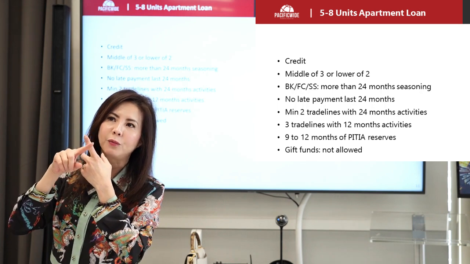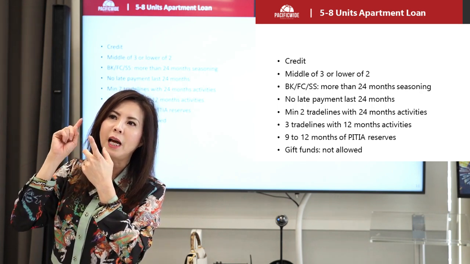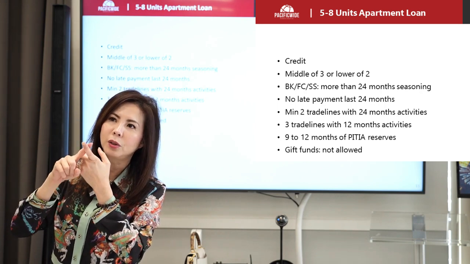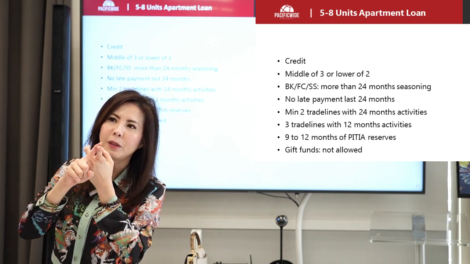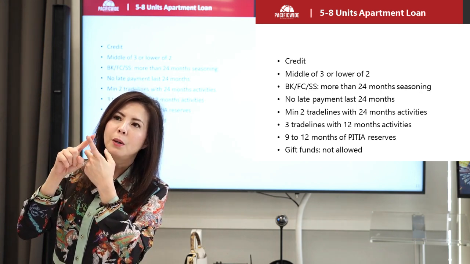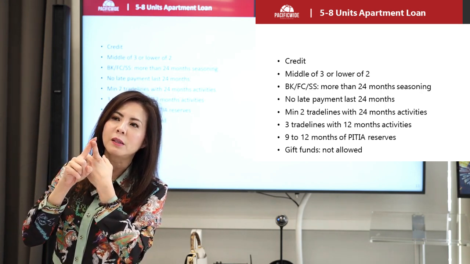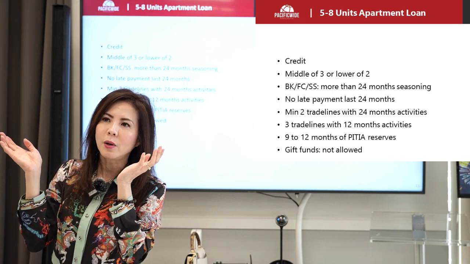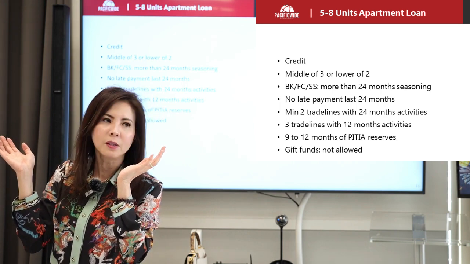If they do have those, we cannot do the loan. If somebody has a bankruptcy, foreclosure, or short sale within 24 months, we cannot do the loan. If somebody has 1 late payment on the mortgage in the last 24 months, we cannot do the loan. Minimum 2 trade lines with 24 months of activity. So only 2 trade lines. This is easy. Wow, the underwriters are getting easier and easier now.